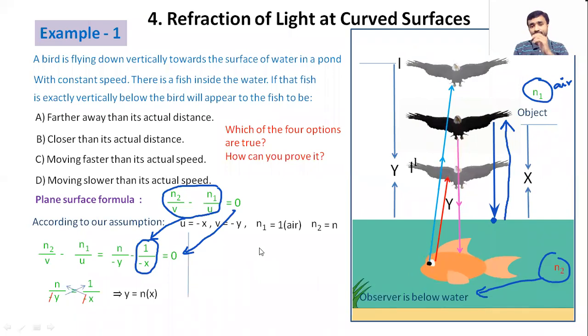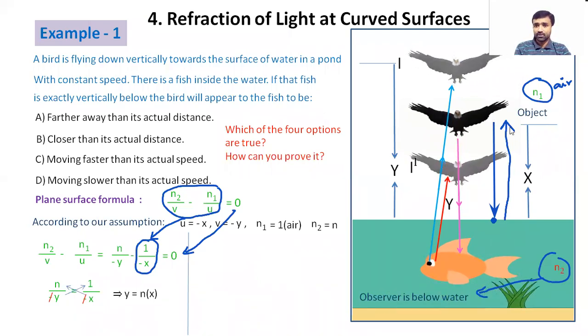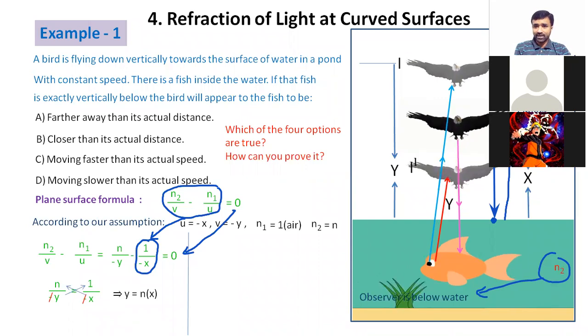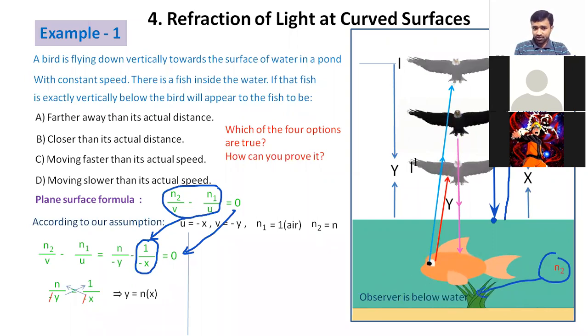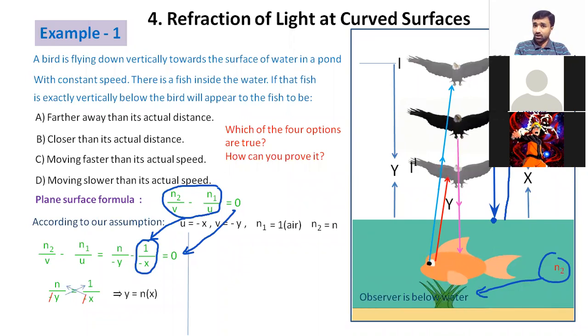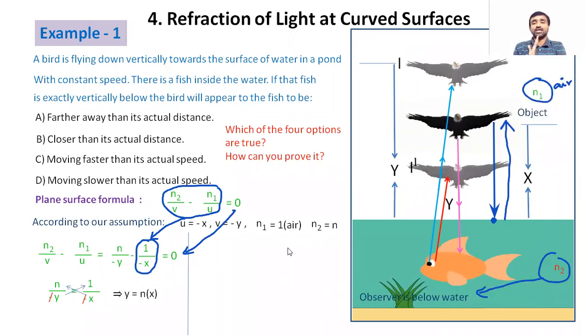Is there any confusion about the mathematical procedure? I just took mathematical steps: transposing and canceling symbols on either side. So here I got the relation y is equal to n x.